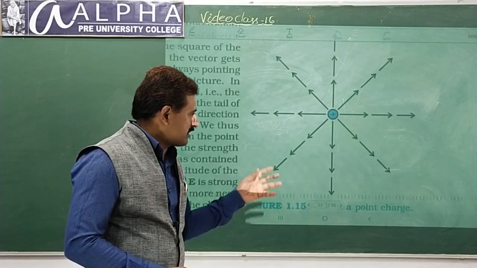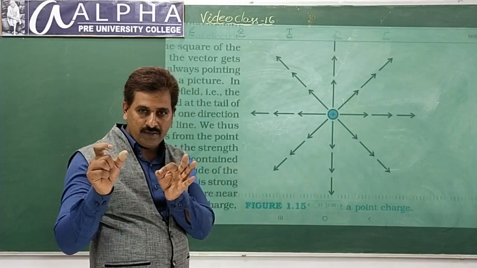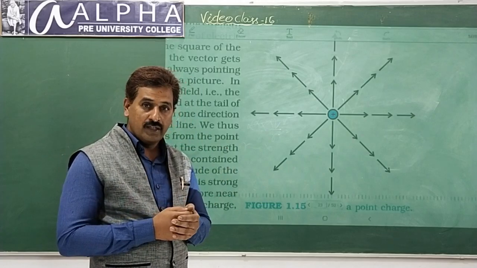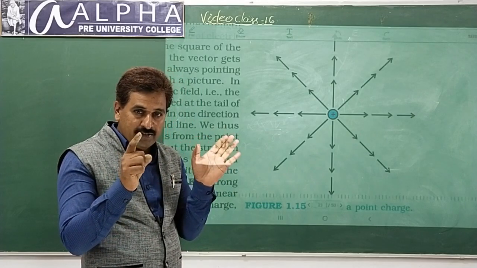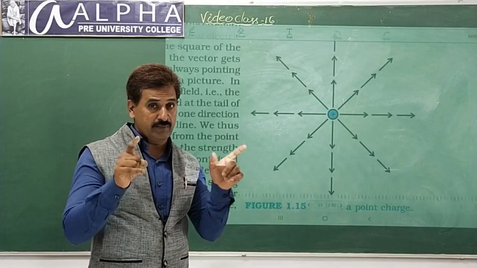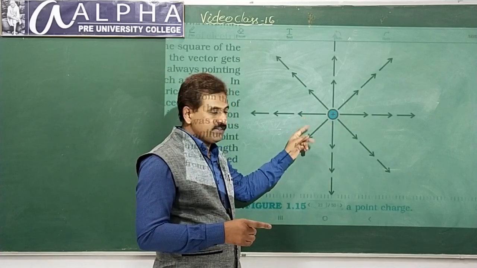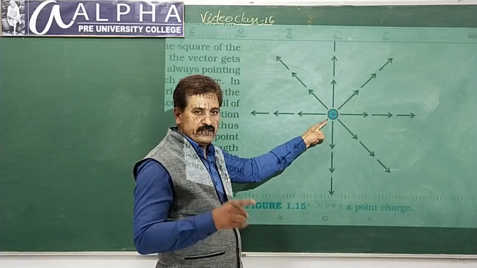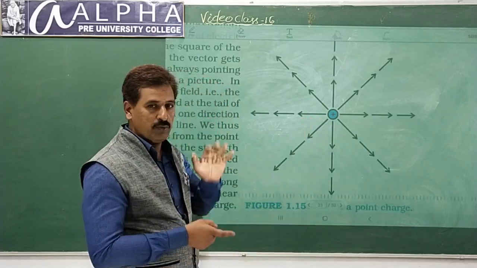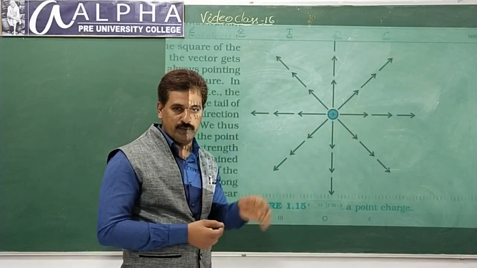I'll have a quick revision of what we learned in the previous class, the last topic that I discussed in video 15: electric field lines and their representation. Electric field representation in terms of electric field lines. See, this is what I wrote. This is actually the NCERT textbook diagram displayed on the board.